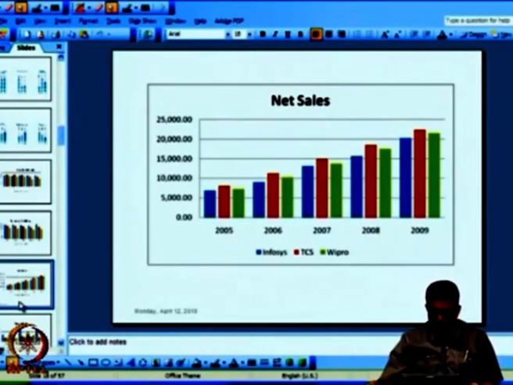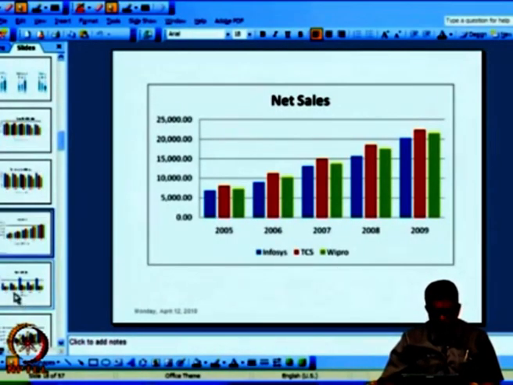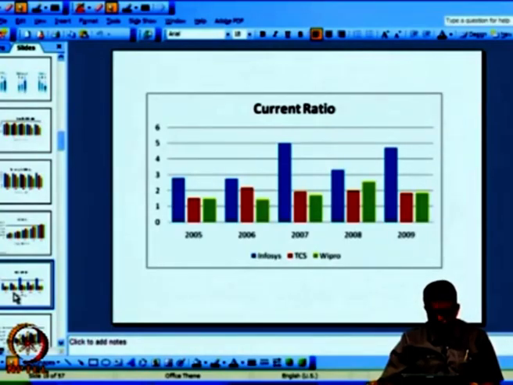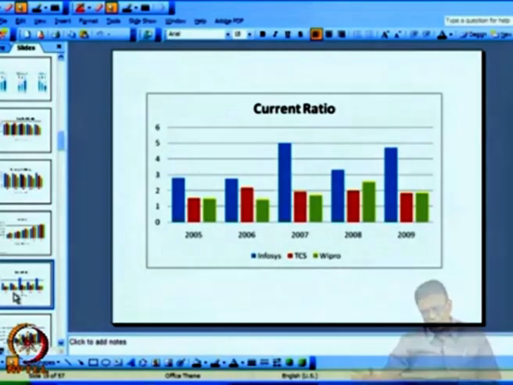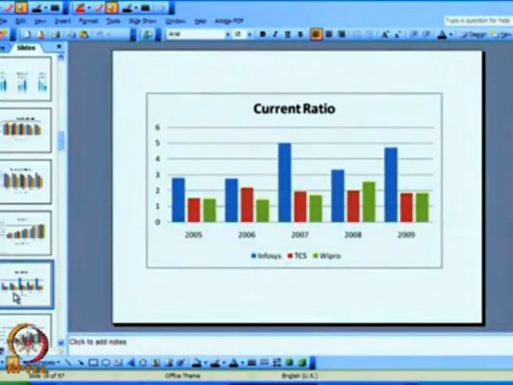And when you look at the current ratios with respect to Infosys, always higher compared to the other two firms. What does it mean? So, current assets by current liabilities. So, its assets are much higher than the liabilities. So, it can pay off at any point of time. That is what I told you.